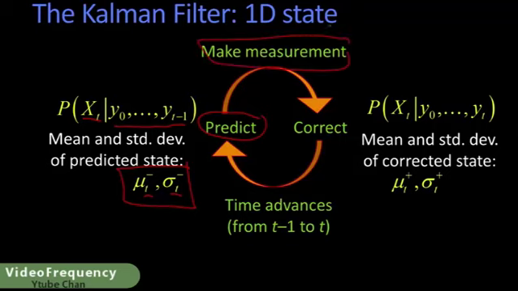Then I take my measurement, all right, and my corrected version, which is now the distribution of x given the new measurement y sub t, is referred to as mu plus sub t, sigma squared plus sub t. So I have these two things. I have mu minus, sigma minus at time t, that's the prediction before the measurement, and mu plus, sigma plus at time t, that's my correction after I've taken my measurement. Let's go through the prediction and correction just a little bit in the Kalman 1D case.